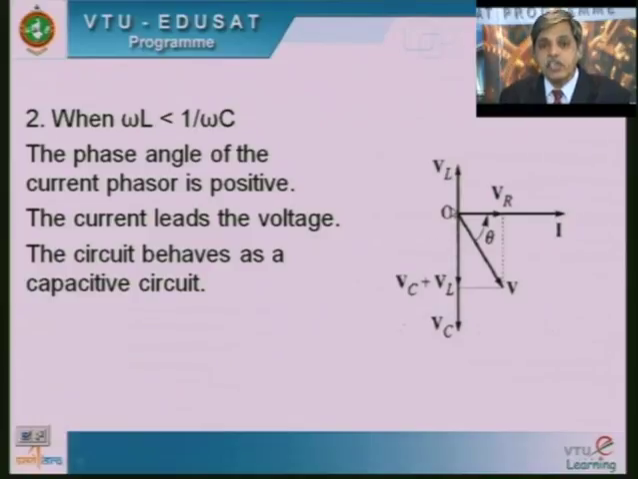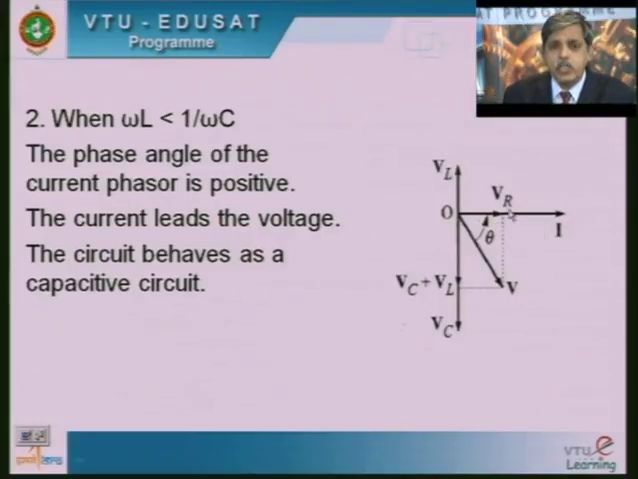Therefore, the voltage VL will have a smaller length but still leads the current by 90 degrees, because this is the drop across the inductor. The same current flowing through the capacitor gives us VC, the voltage across the capacitor, which is larger because of this condition. Therefore, the net voltage across the inductance and capacitance combination will be VC minus VL, which is negative because it is along the negative vertical axis, or the imaginary axis. So VC minus VL is negative, but VR is still along the current reference.